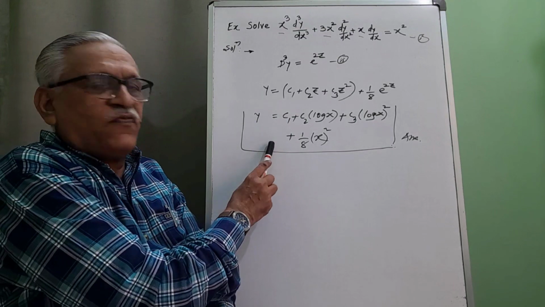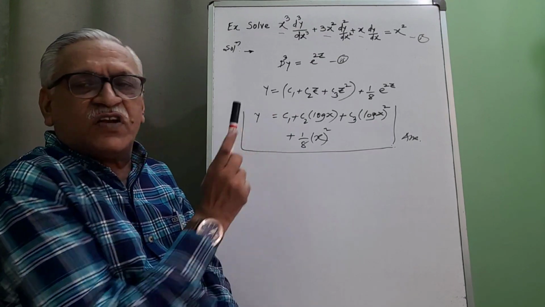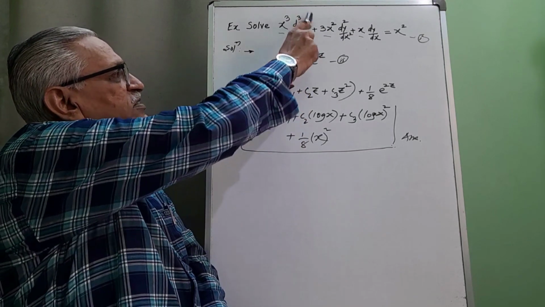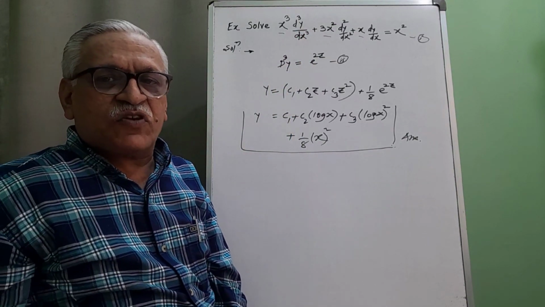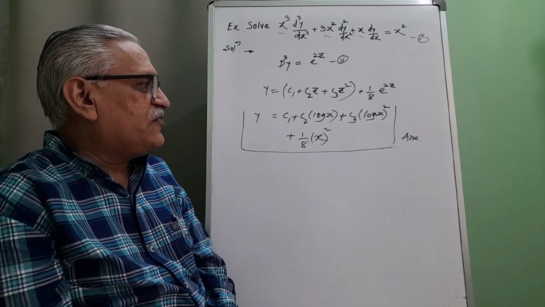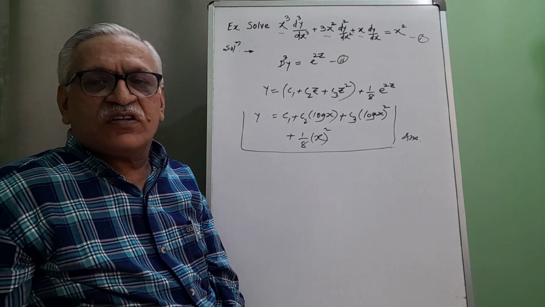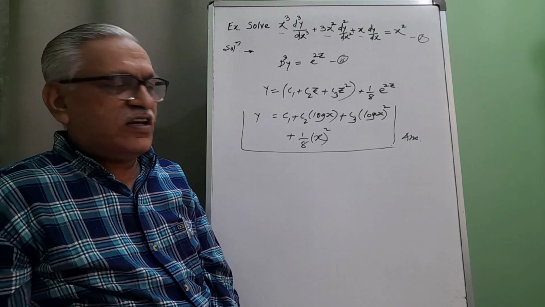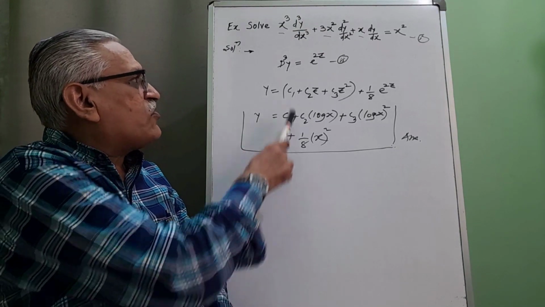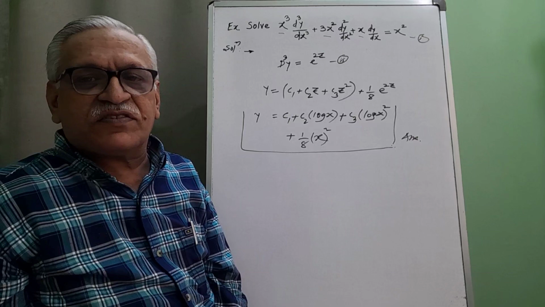Always convert the final answer in terms of original variables. Here the original variables are x and y. Therefore, your final answer must be in terms of x and y. If you don't convert, you may lose 1 mark. Therefore, be very careful. Always convert in terms of original variables.